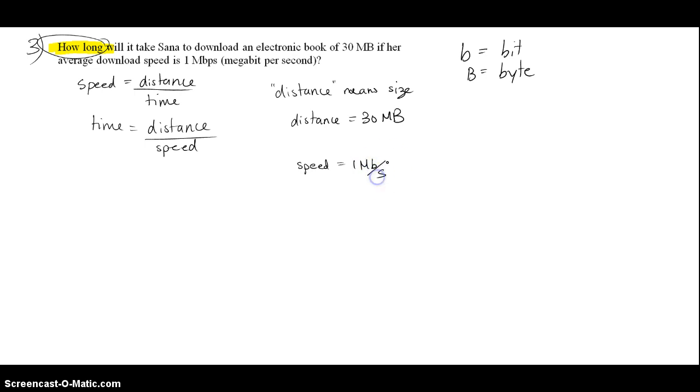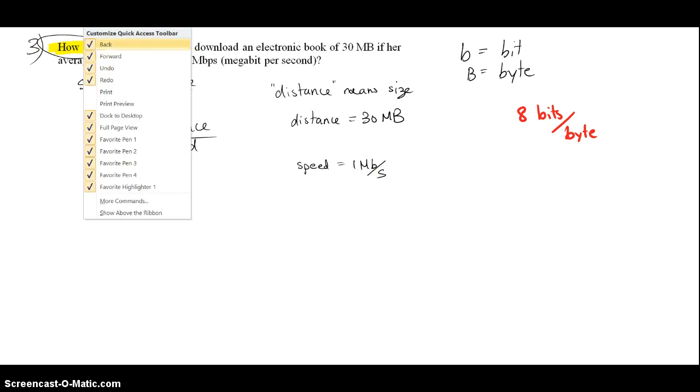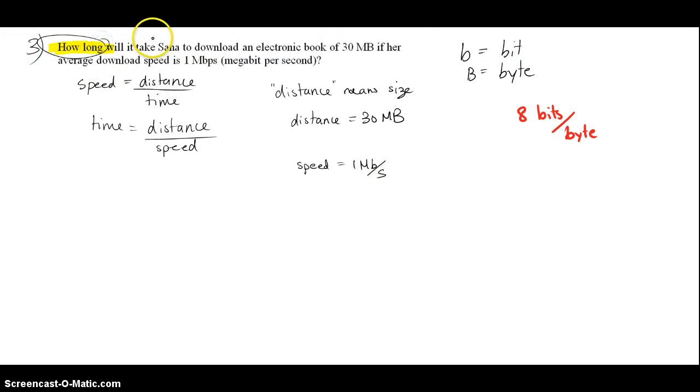And I'm going to write it like this, per second, so that we can use units to help us figure out things. Now this 30 megabytes, notice this is a capital B and this is a small b, so this is in a different unit because of this. So what we need to do, remember, there are 8 bits in 1 byte. Okay, so if I want to convert this, I can convert this 30 megabytes into megabits to get them in the same unit.